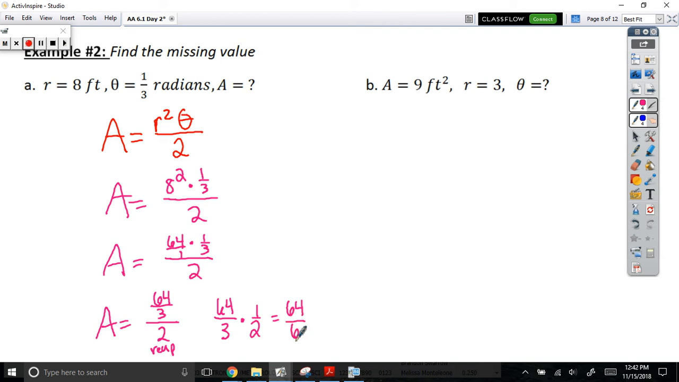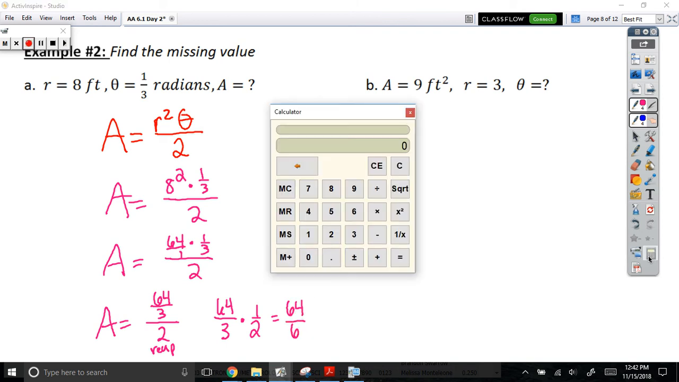64 sixths, which doesn't go in evenly. So we could just leave it as an improper or a mixed number, so we don't have to round it, but if you want to round it, it'd be 10.7. But we could make this 32 thirds or 10 2/3. Now, units for area will be square feet.